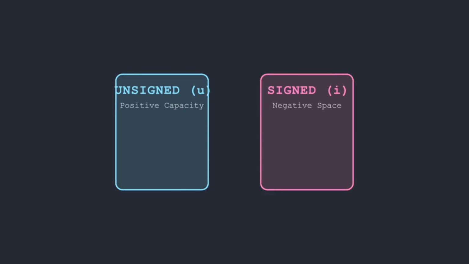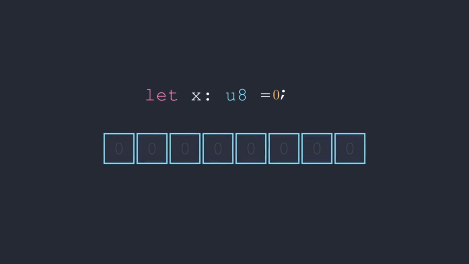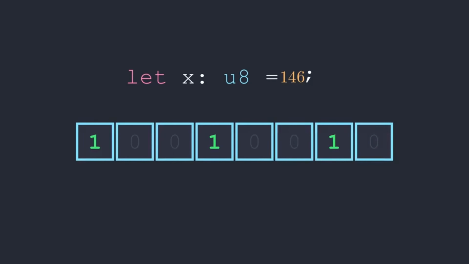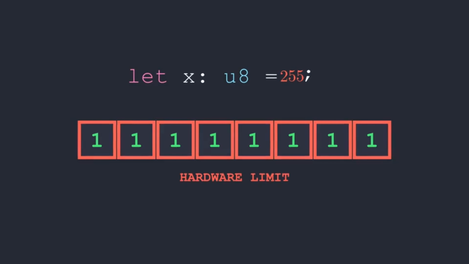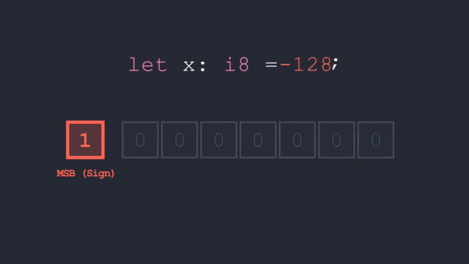Rust violently split this domain into two: U for unsigned, pure unadulterated positive capacity, and I for signed, sacrificing one bit to plunge into negative space. 8 switches on. A U8 maxes at 255. Need negatives? Switch to signed integers. Rust sacrificed the leftmost bit to act as a sign flag.